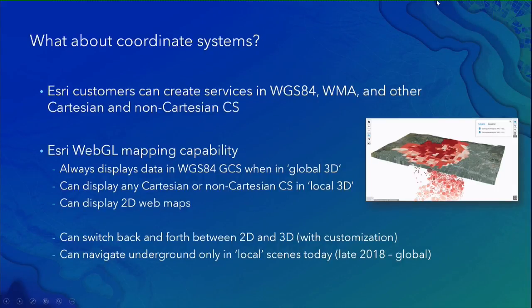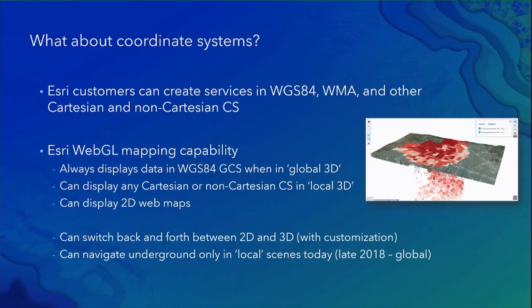But can we handle different map coordinate systems? Well, yes, of course we can. So Esri customers can create services in WGS 84, WebMercator, and other Cartesian and non-Cartesian CSs, and then they can use them in our WebGL experiences. When you're in global 3D, I just want to clarify, sometimes there's a little question about this. Esri actually always displays data in WGS 84 GCS, even if the incoming data are stored in WebMercator. So what you're seeing is always WGS 84 GCS.